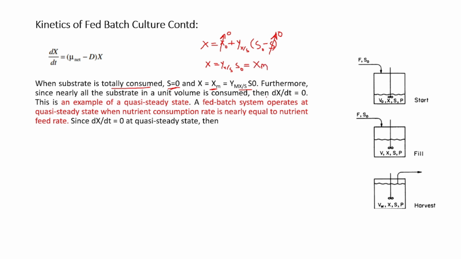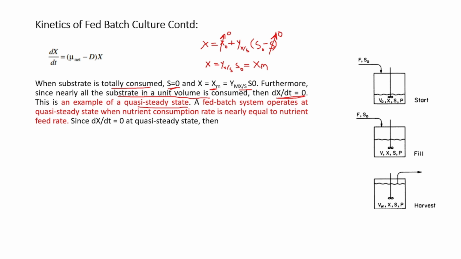Furthermore, we operate it at steady state. This steady state in case of fed batch culture is called quasi steady state, in which nearly all the substrate in a unit volume is consumed. And then at steady state, because there should be no change in the biomass concentration, dX/dt should be equal to 0, because that is the condition of steady state. Nothing changes in steady state.